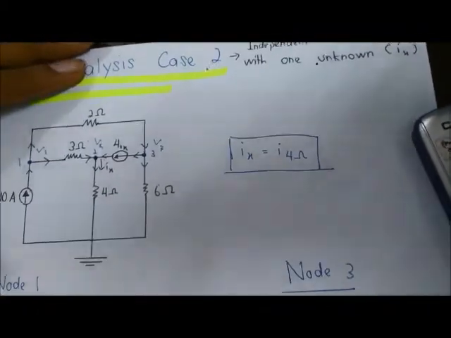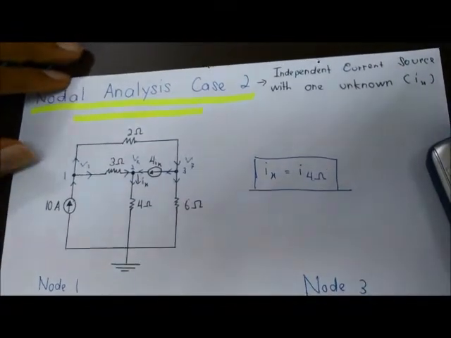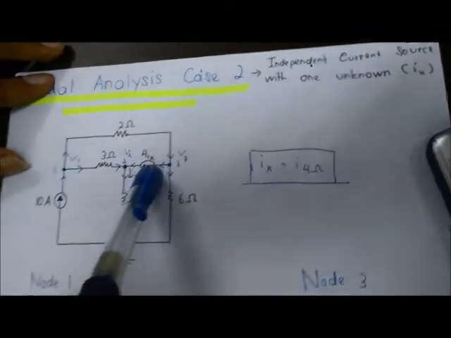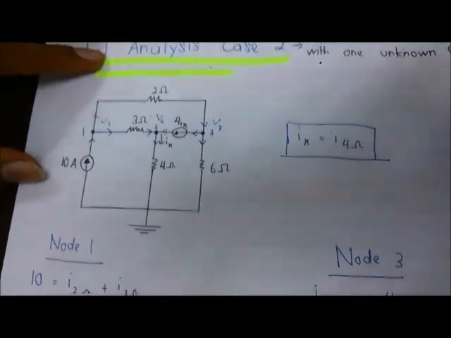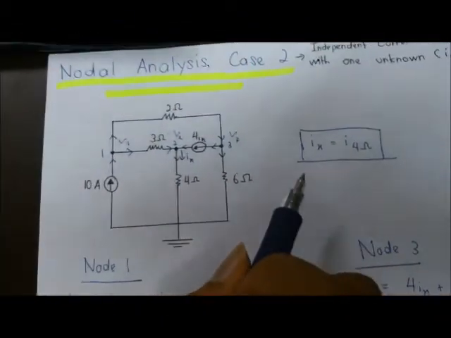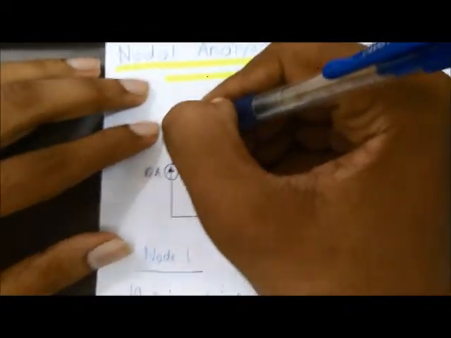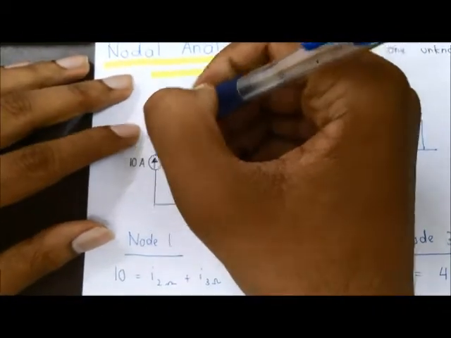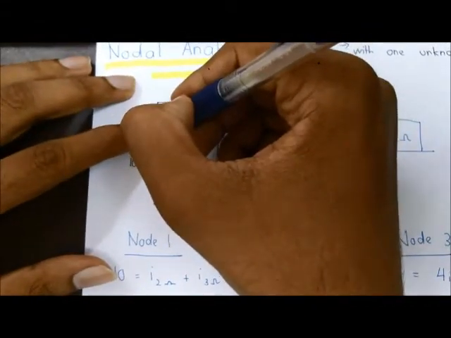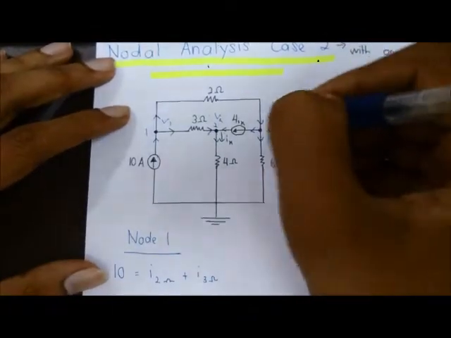Okay, this is case 2. Case 2 is an independent current source with one unknown. The unknown is Ix. In this case we got node 1, node 2, node 3, because there are 3 junctions of separation of current. So now we denote this as node 1, and the voltage here we denote as V1, for node 2 V2 and node 3 V3.